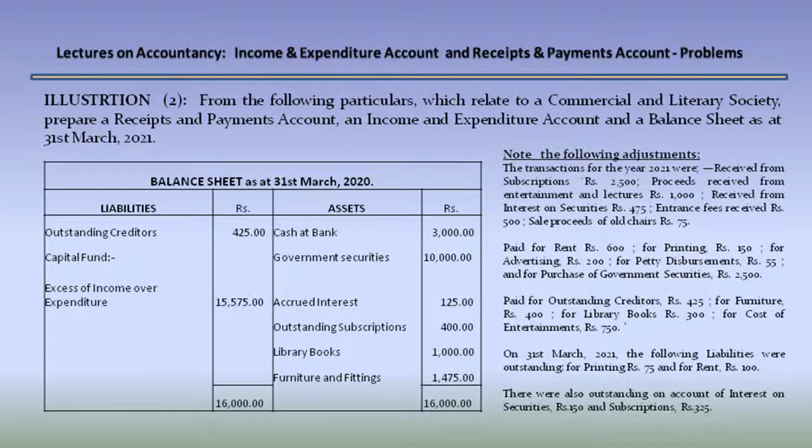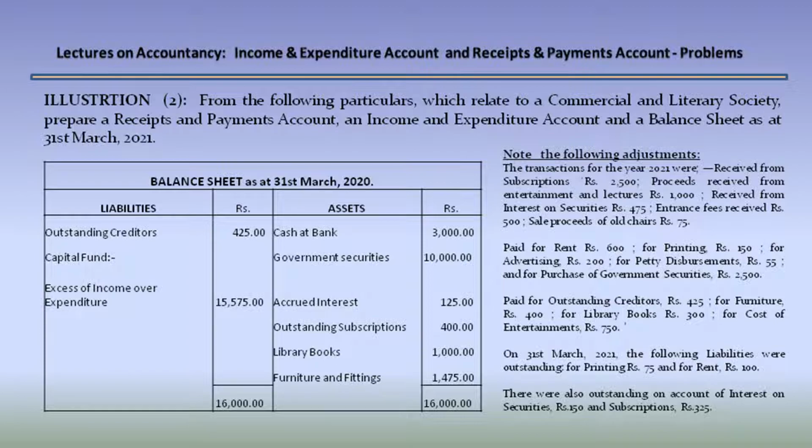The following transactions are given. The transactions for the year 2021 were: received from subscriptions rupees 2,500, proceeds received from entertainment and lectures 1,000, received interest on securities 475, entrance fees received 500, sale proceeds of old chairs 75. These are all amounts received, so all these items will appear on the receipt side of the receipts and payments account.